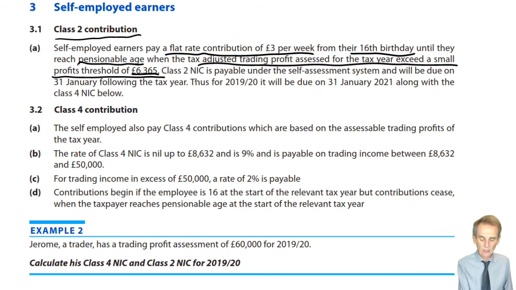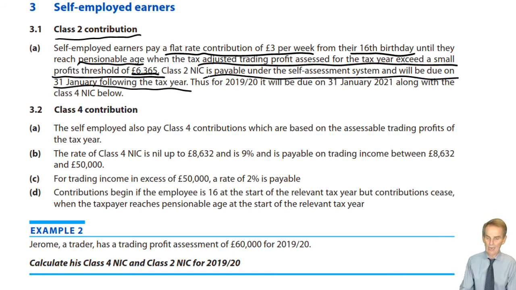How do we account for it? It's payable under the self-assessment system and will be due on the 31st of January following the tax year. When you get to Chapter 15, the administration section, dealing with individual personal taxes, we will discover that the main due date in relation to tax charges on the individual will be the 31st of January following the end of the tax year.